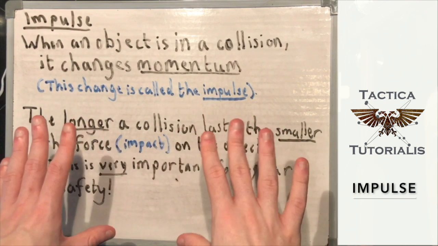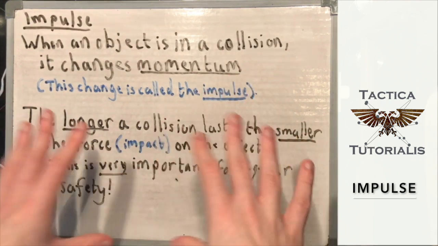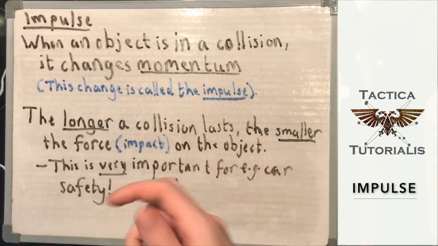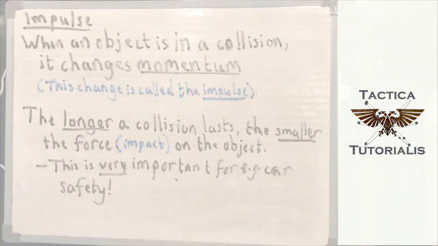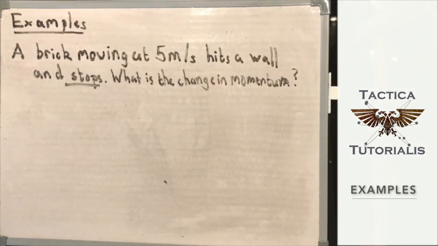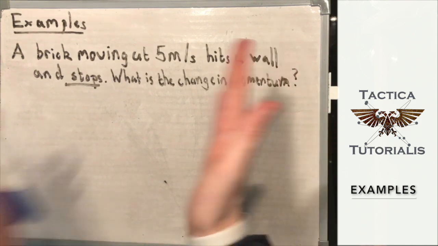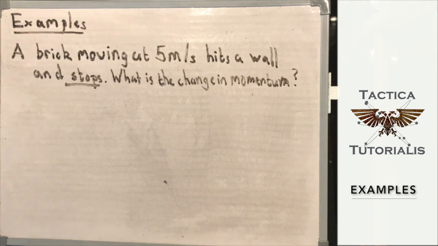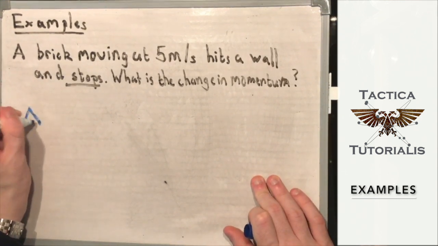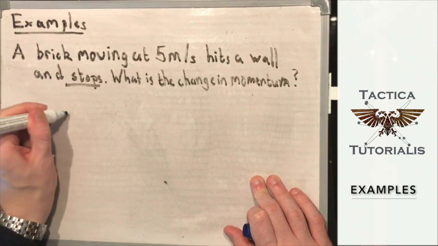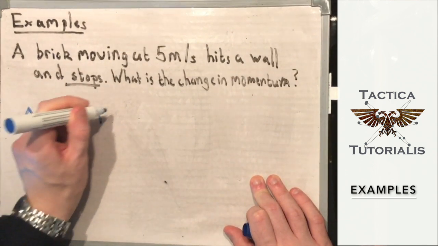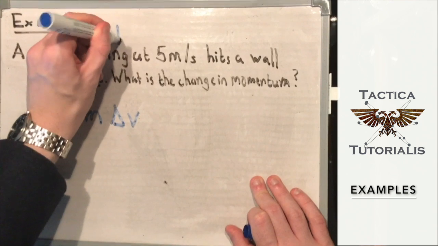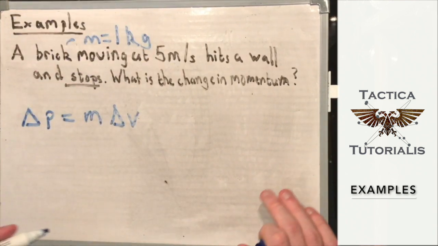Right, I'm going to now rub this off and we're going to do a very short couple of examples about change in momentum, and then you're going to do a couple of questions all on your own, and there'll be solutions for that in a separate video. So for our first example, we have a brick moving at 5 meters per second, and it's going to crash into a wall and stop. We need to work out what the change in momentum is. So we need to work out delta p, and it is equal to m delta v. The mass of the brick, by the way, is going to be 1 kilogram. We're going to keep it simple and call it 1 kilogram.